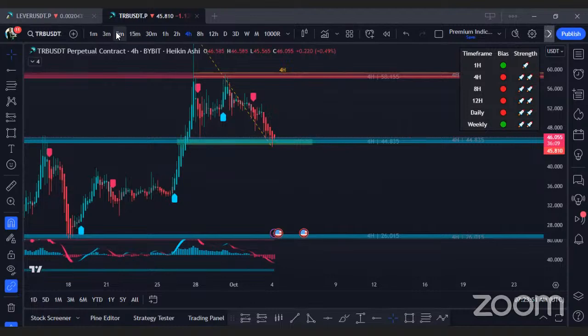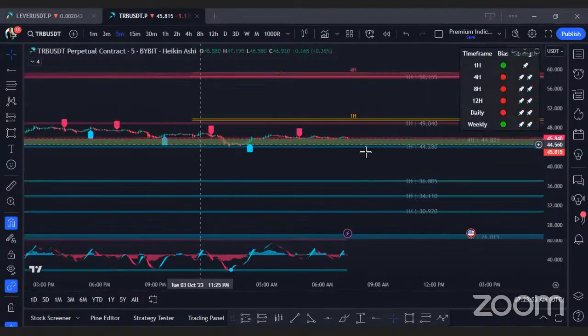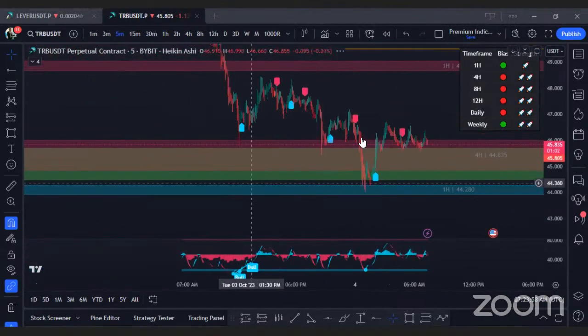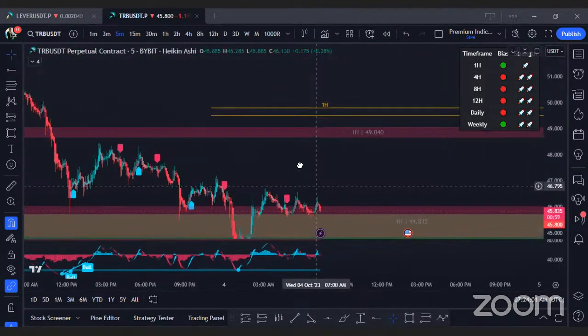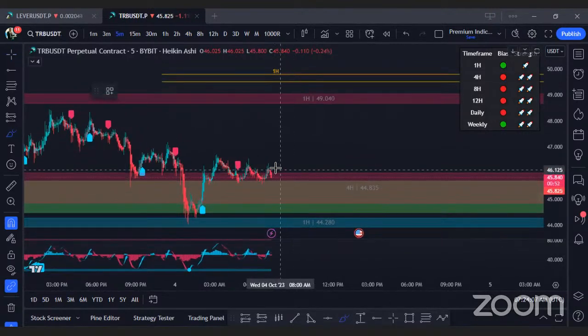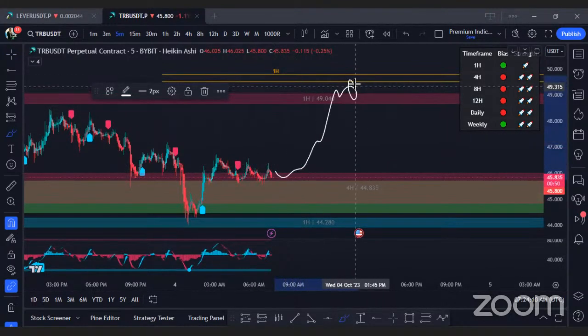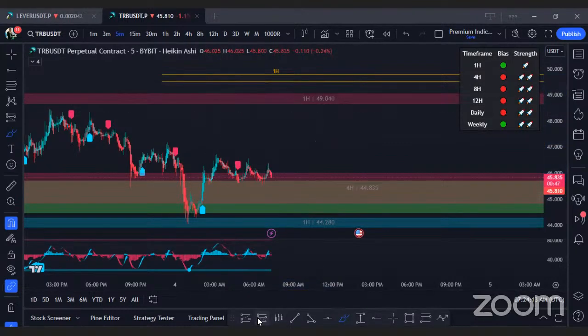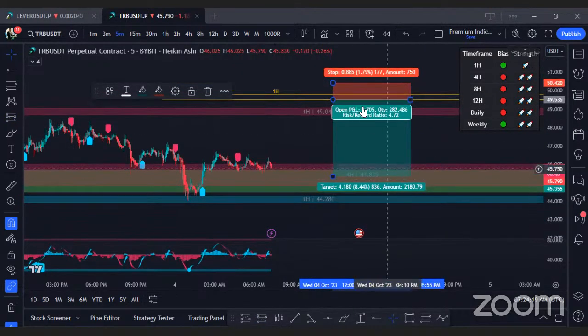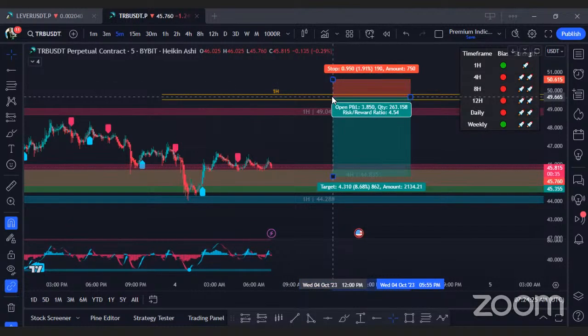So if we go to a lower time frame, like the 5 minutes, currently we are just within this zone here. If you see something like this, if TRB comes up here to this area, then that could be your area for short. I'll be looking to short TRB at around that $49.50 level.